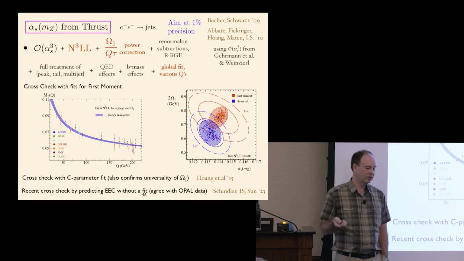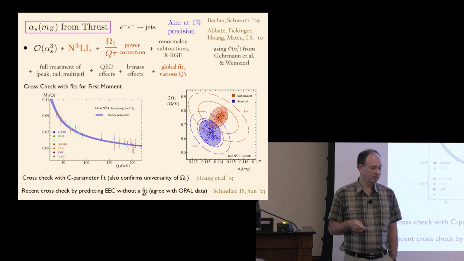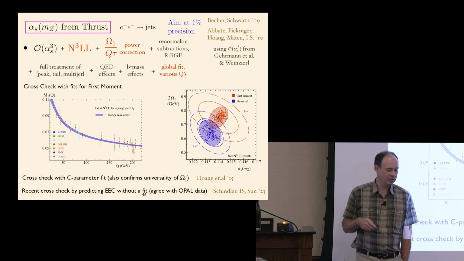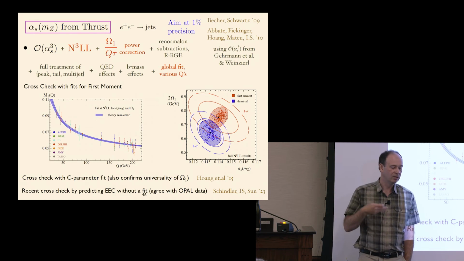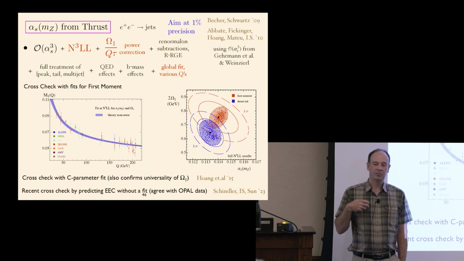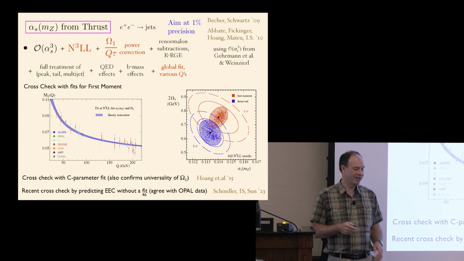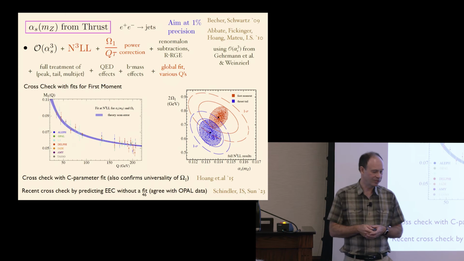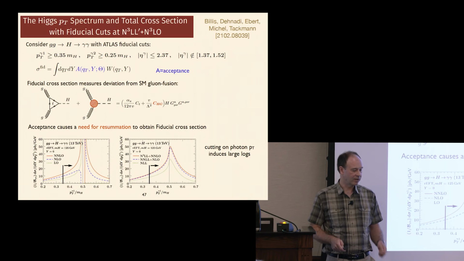We've cross-checked it with other calculations like the C parameter and confirmed the universality of the power correction. It also gives a small alpha S. And recently with some of my students, I did a prediction for the energy-energy correlator using the results from the thrust fit and found agreement with the data from OPAL, again from LEP, without any free parameters. So these are cross-checks. There are still some puzzles here, and maybe it has to do with 3-jet power corrections, and there's some recent work in that direction. But I think it's something that we still need to sort out.